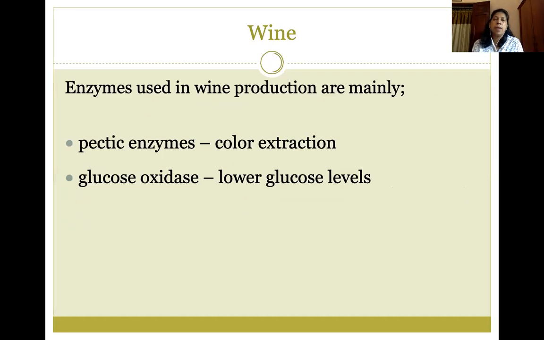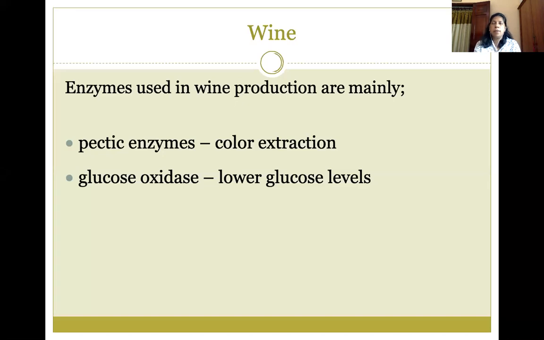Wine, rice color wine. Enzymes used in wine production are mainly pectic enzymes for color extraction and glucose oxidase used for lowering the glucose level. Now, even in wine producing, people like to have a less sweet taste, and therefore they want to reduce the glucose level. If the glucose level is high, then the fermentation can go on. They want to reduce the glucose level, and therefore they use glucose oxidase and break down the glucose molecule into different molecules, right?